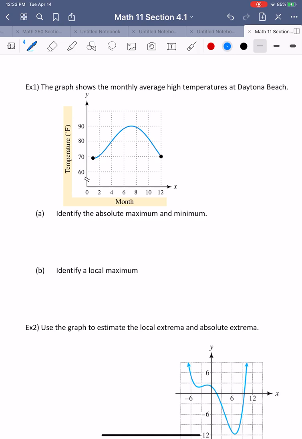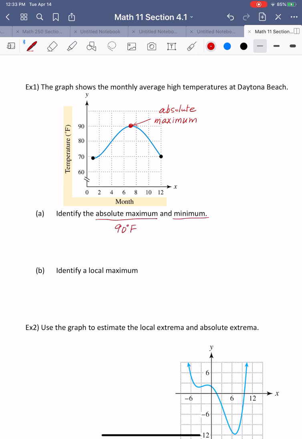So identify the absolute maximum or minimum this time. The absolute maximum, I want to say, is about here. It looks like the highest place, okay? So I want to say this is a maximum, which is absolute, because there are no other places higher than this one. So the absolute maximum in here is about 90 degrees, pretty nice.